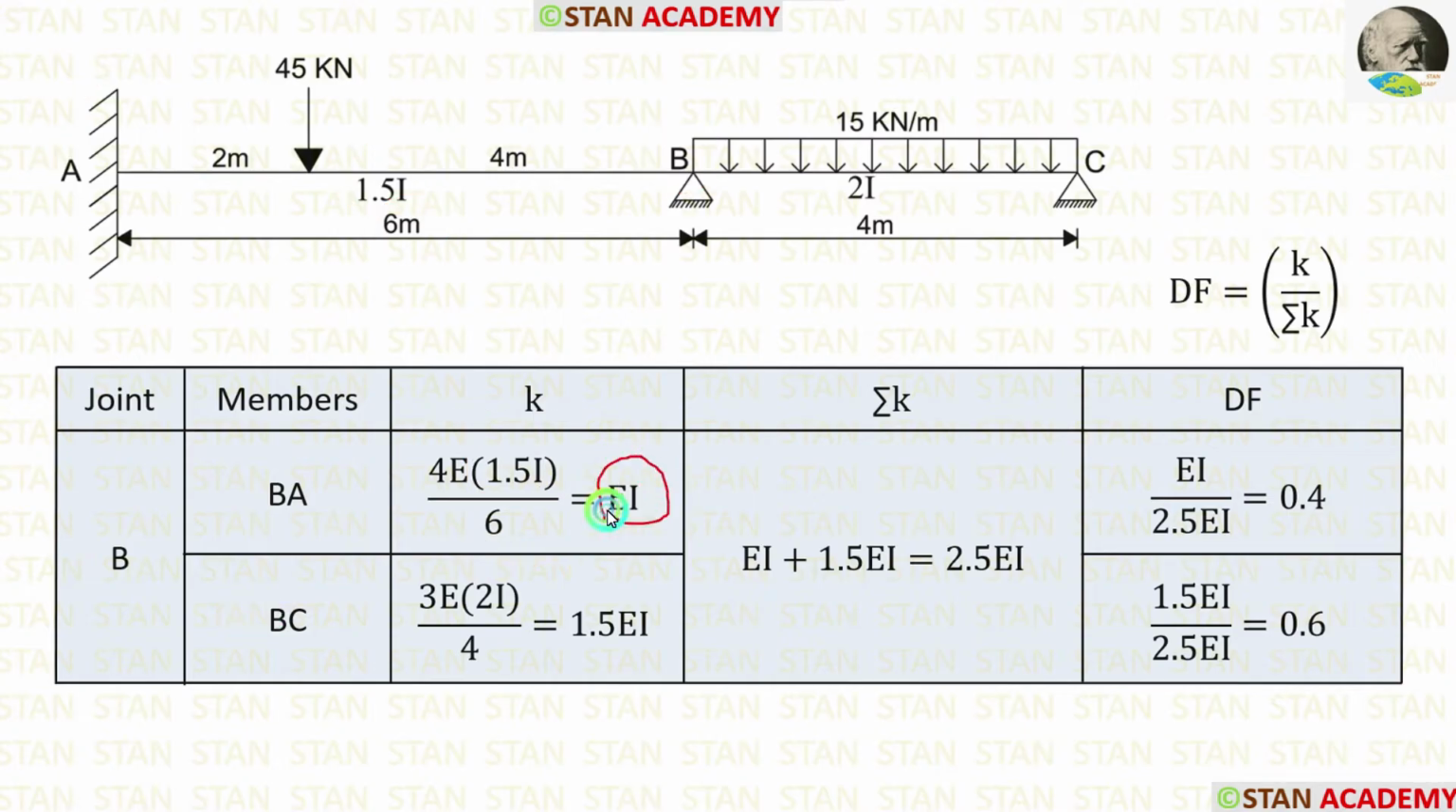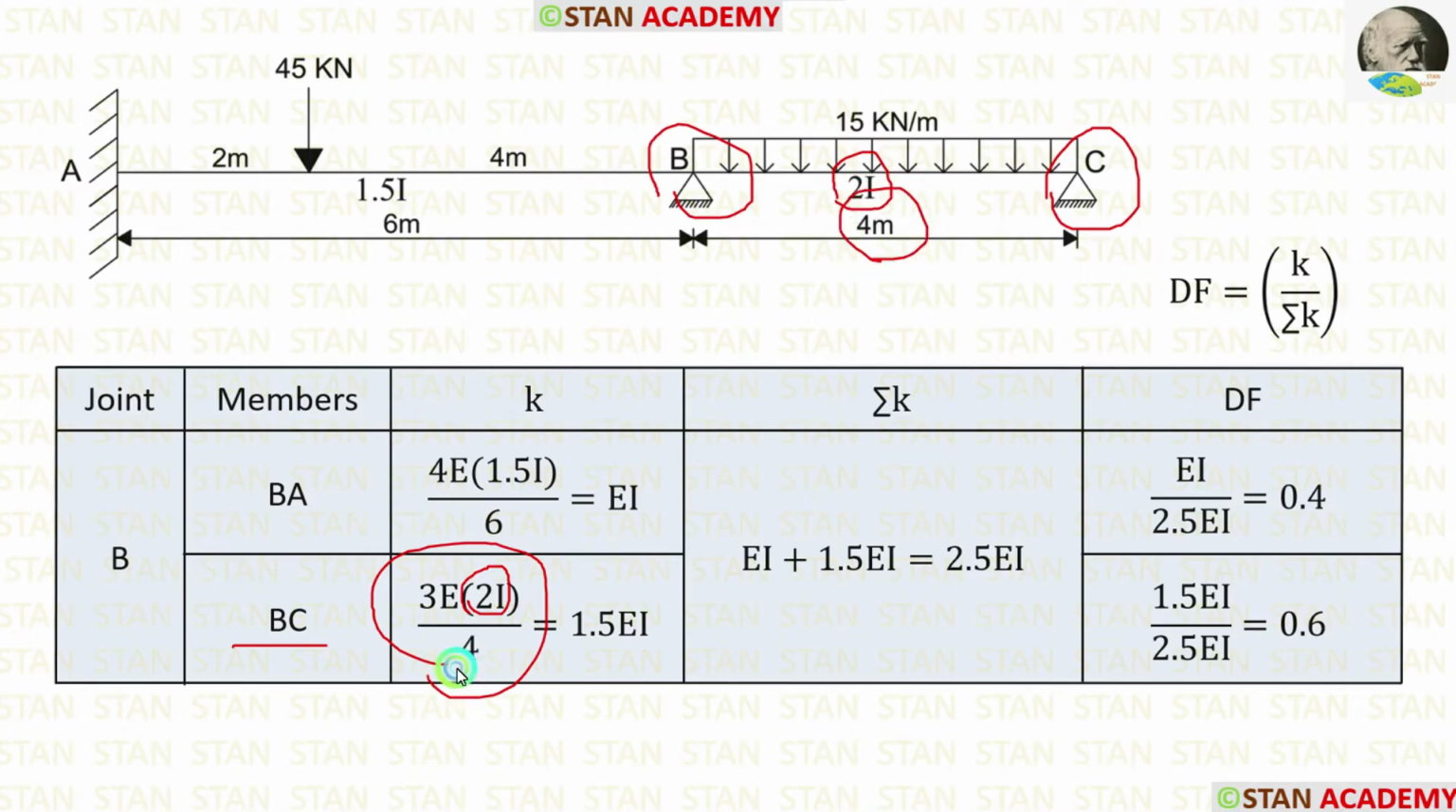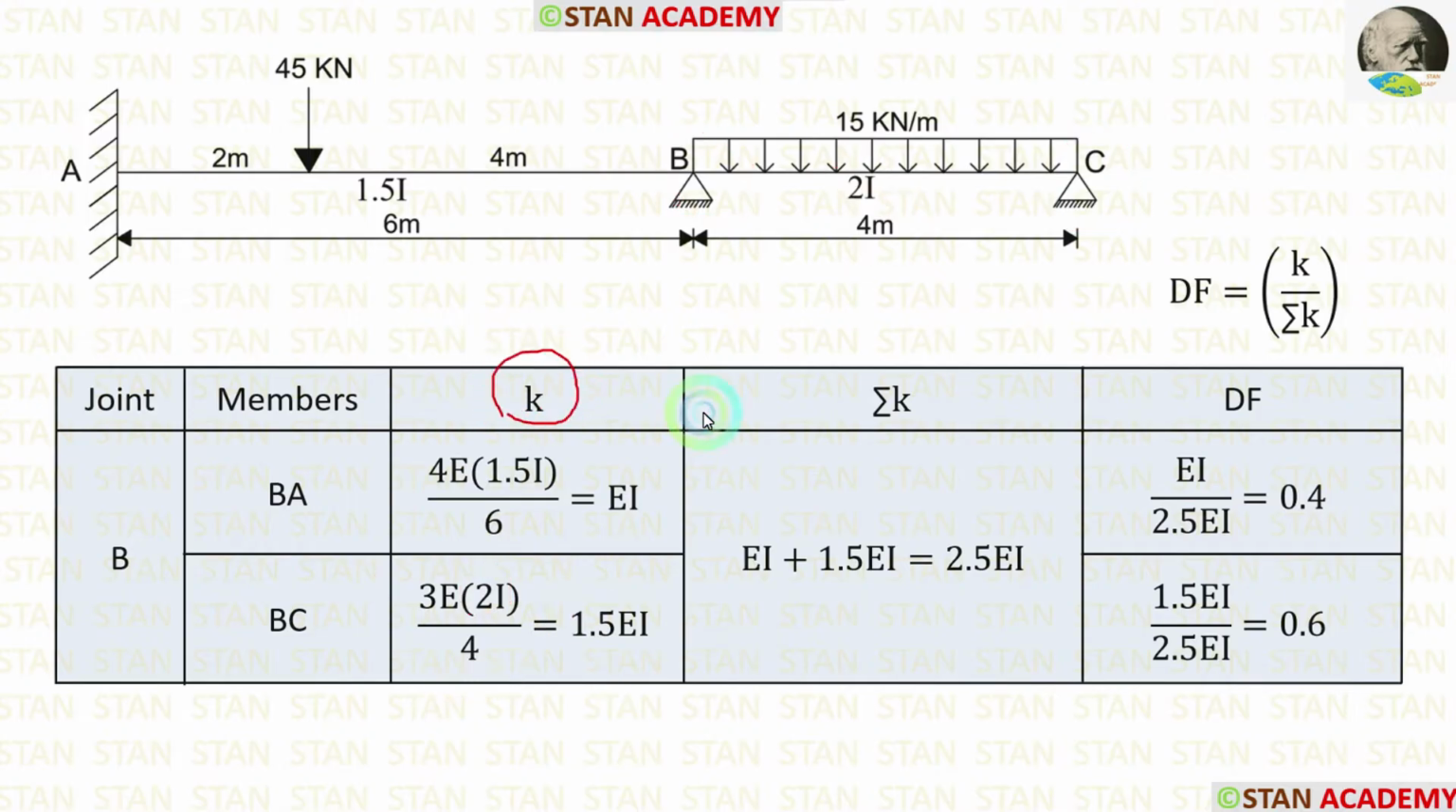Finally, we are getting EI. Now let's calculate the stiffness for BC. For that, from the joint B, we have to look at the point C. In the point C, we are having a hinged support. If the far end is hinged, the formula is 3EI upon L. Here, the moment of inertia is 2I. So instead of I, we have to apply 2I and length is 4 meter. Finally, we are getting 1.5 EI. We have calculated the stiffness K.